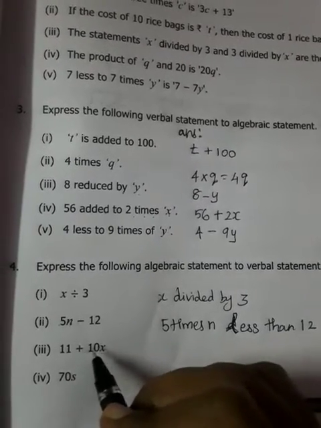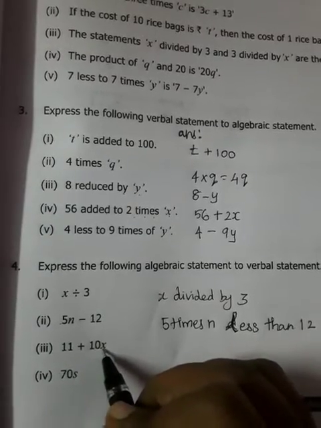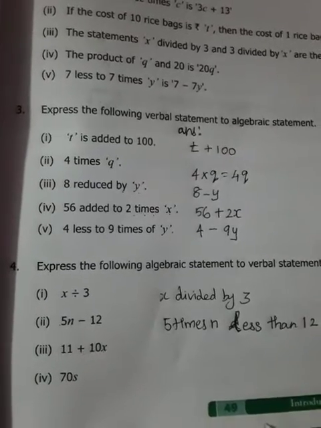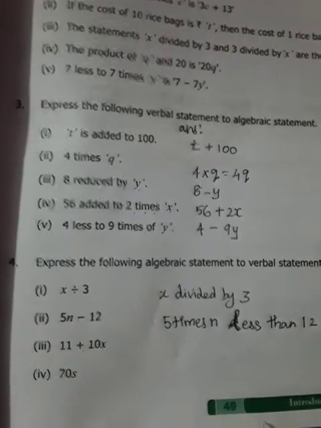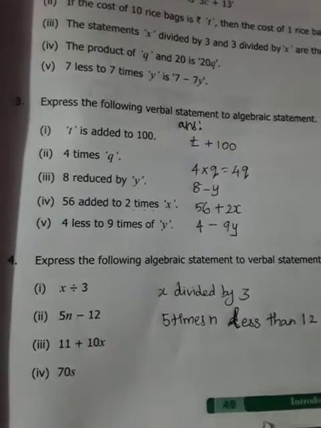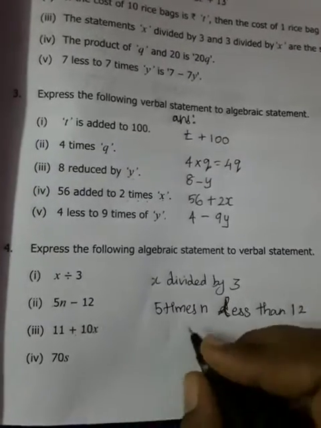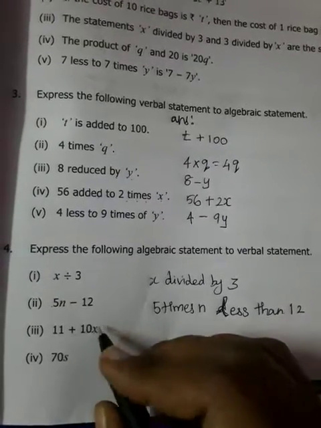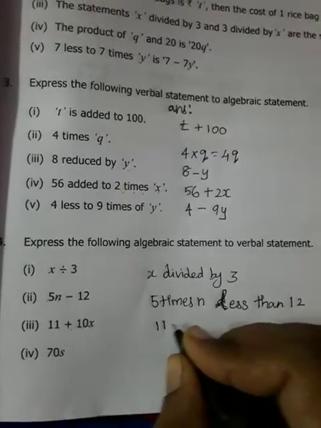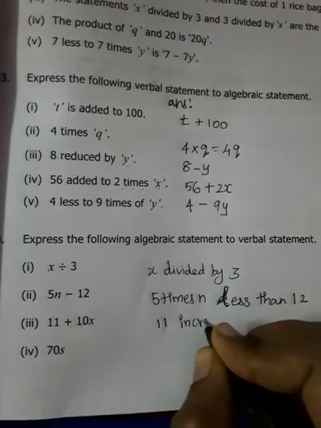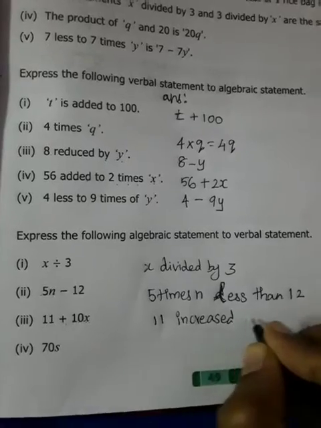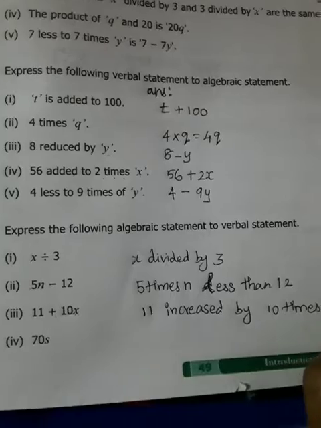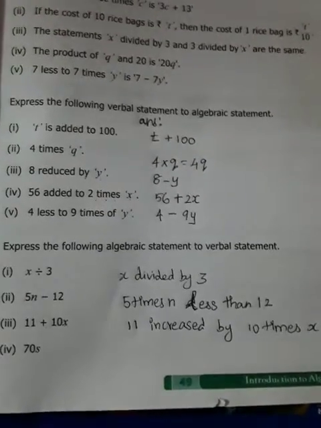11 plus 10x, 11 plus 10x. So 11 plus is addition, so what can we write? Increased is the better word, I think. So 11 increased by 10 times x. 10x is 10 into x, so 10 into x can be written as 10 times x. So 11 increased by 10 times x. Understood?